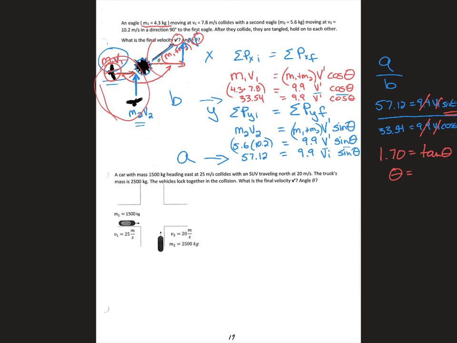Make sure you're in degrees. I got to check that myself. Nice. And you get 59.5 degrees. Now, how do you go about solving V prime?